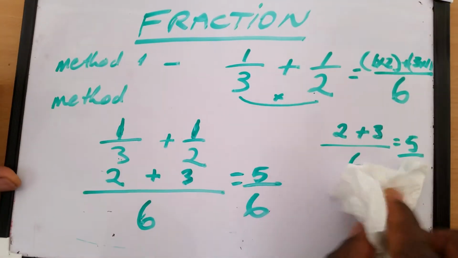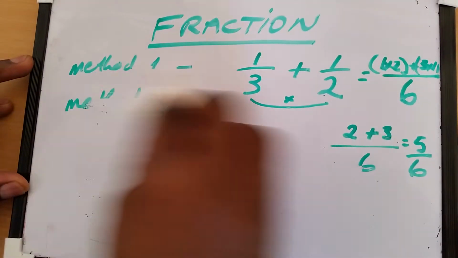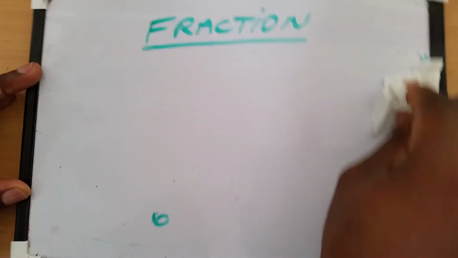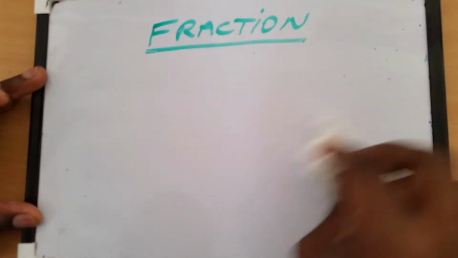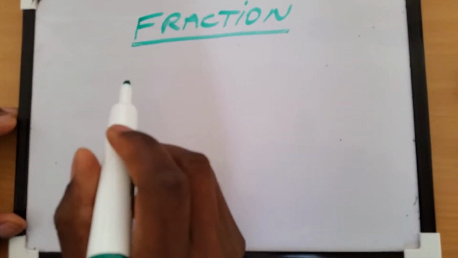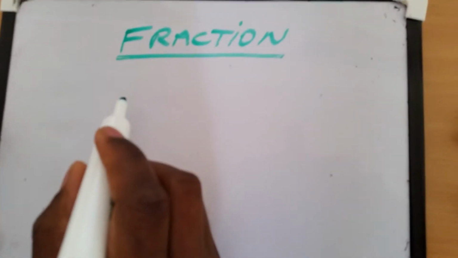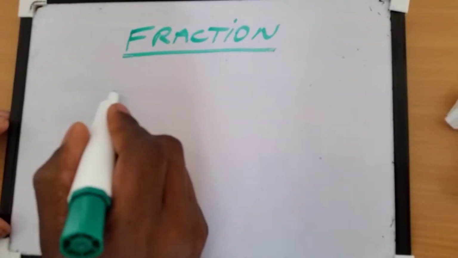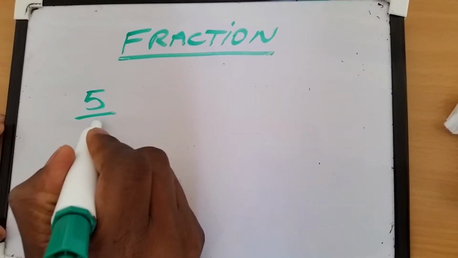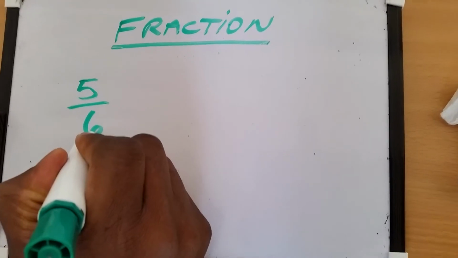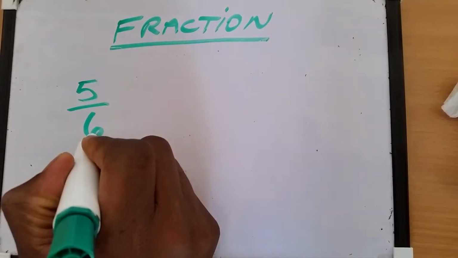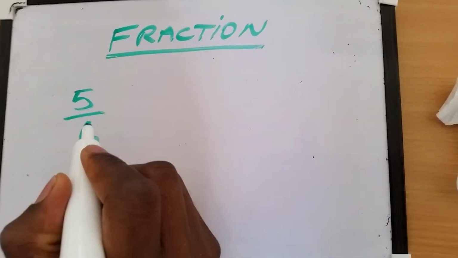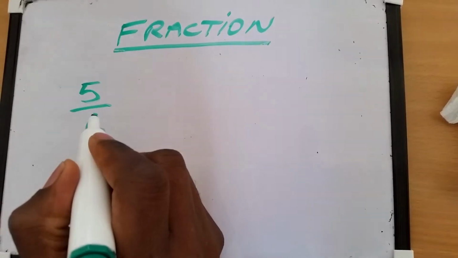The next thing we're going to show you is using subtraction, which is exactly the same method you would apply. Nothing would change except you put a subtraction sign between the two numbers. So let's change that one to another fraction.